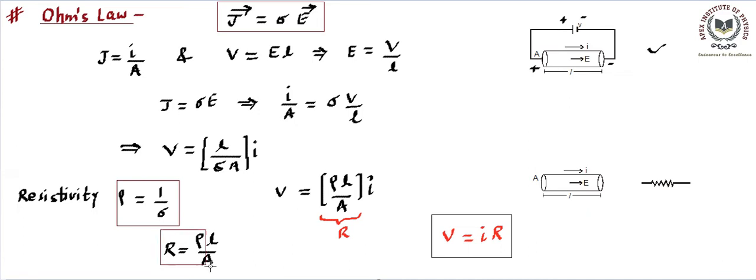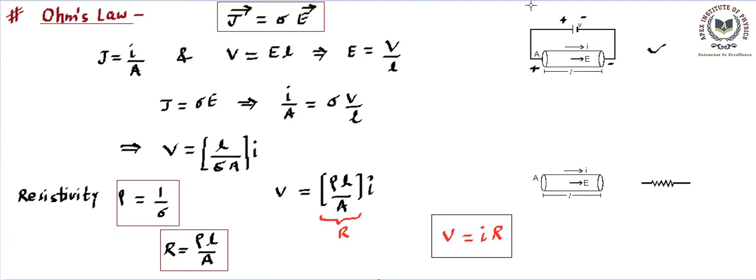So we can put this inside a bracket or box, and we can remember it. R is equal to rho L upon A is the resistance expression. Resistivity is 1 upon rho, and these two boxes are indicating Ohm's laws. And they are the same thing, right? Either you write in terms of current density, or you write in terms of potential difference. Both are going to give the same value.